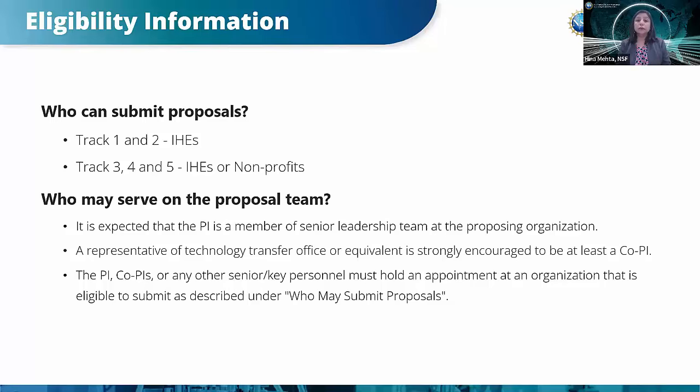Who can serve on the proposal team? We expect that the PI is a member of the senior leadership team at the proposing organization. We also encourage that a representative of the Technology Transfer Office be at least a co-PI on this proposal.